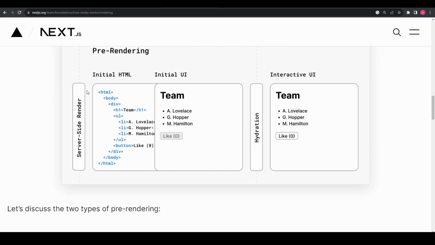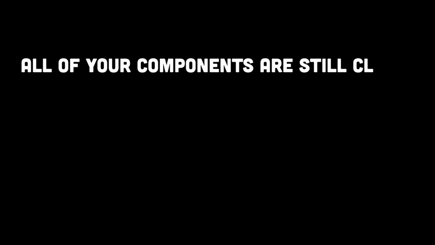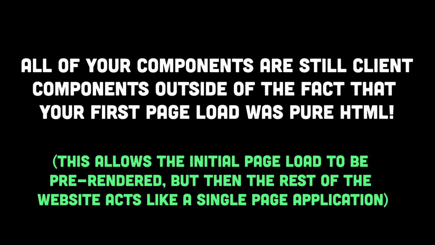With server-side rendering, we first render and send the raw HTML from the server to the client, then all the client-side JavaScript gets downloaded. React starts the hydration process to transform the HTML to an interactive React component. This means that after the initial page load, your app is essentially the same old React app that you'd have if you weren't using SSR. In SSR, all of your components are still client components outside of the fact that your first page load was pure HTML.